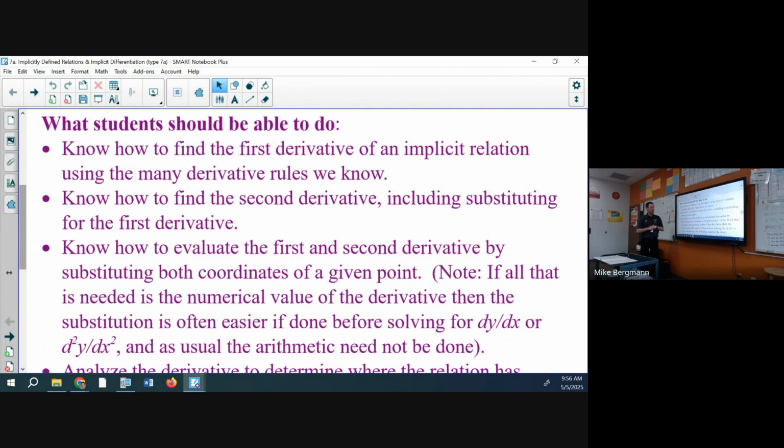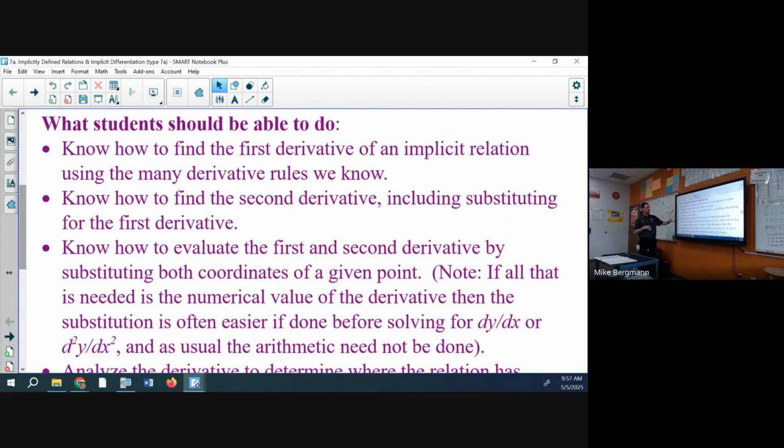Know how to find the second derivative, including substituting for the first derivative. What that means is that while you're taking the second derivative, most likely at some point along the way, dy dx is going to reappear because you're going to have to take another derivative of y. And when dy dx reappears, you have to remember, wait a minute, I've already defined dy dx, or it was defined for me earlier in the problem, and I have to resubstitute that in. So your final answer should still just have x's and y's in it. You shouldn't have x's, y's, and dy dx.